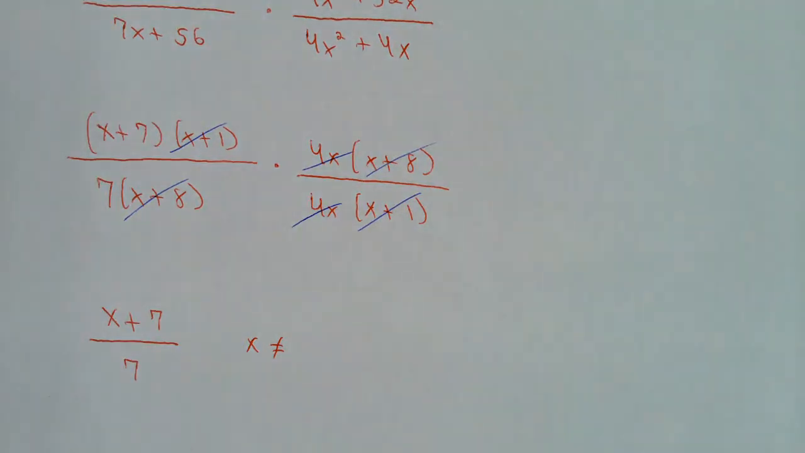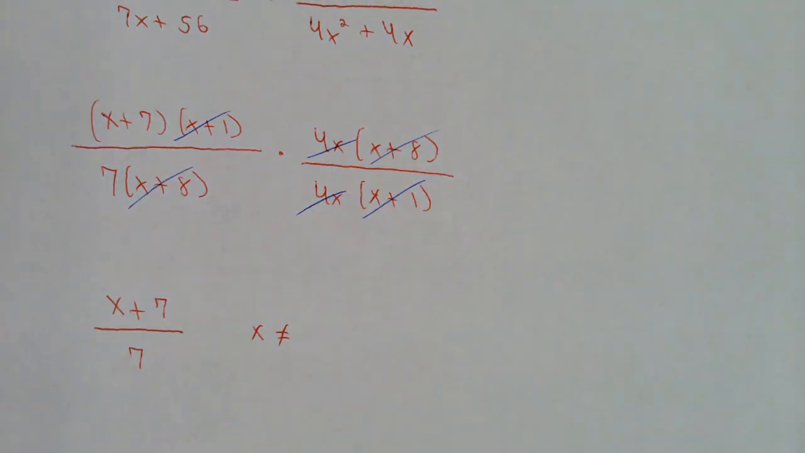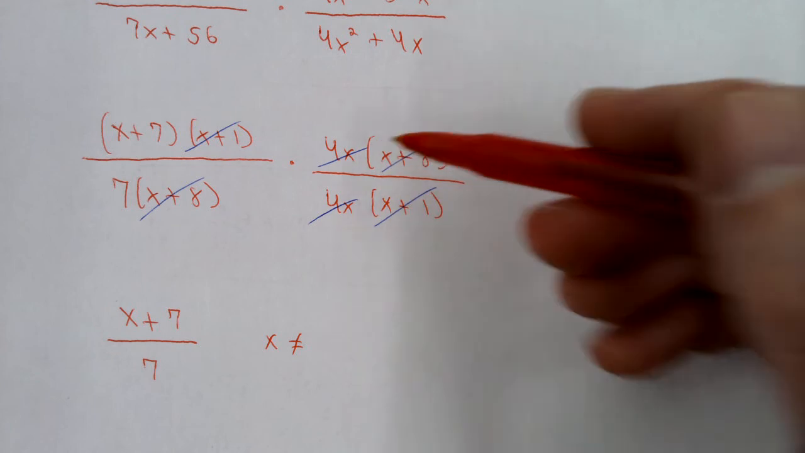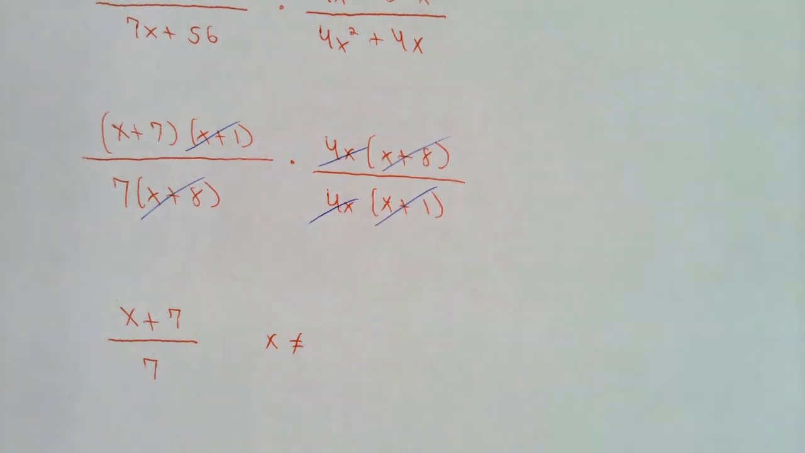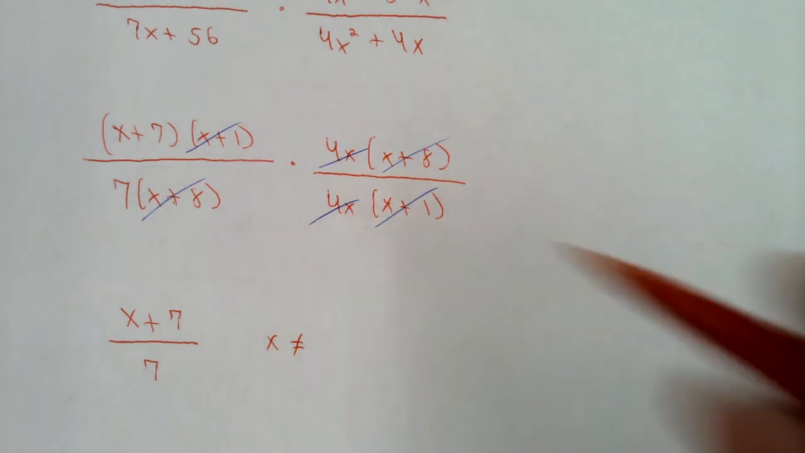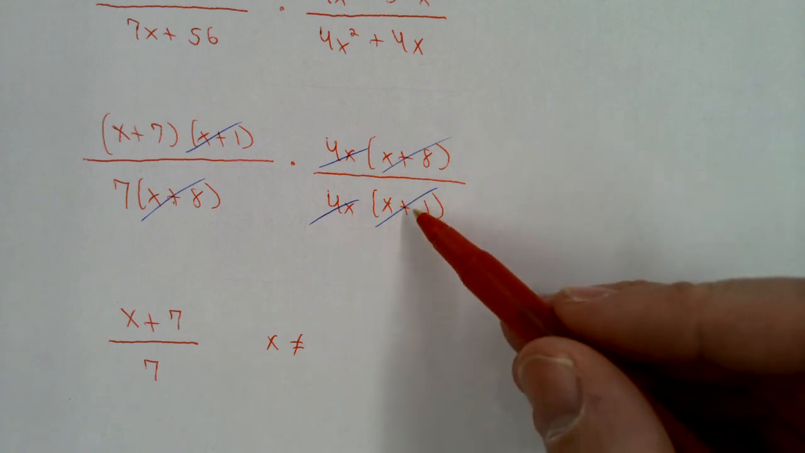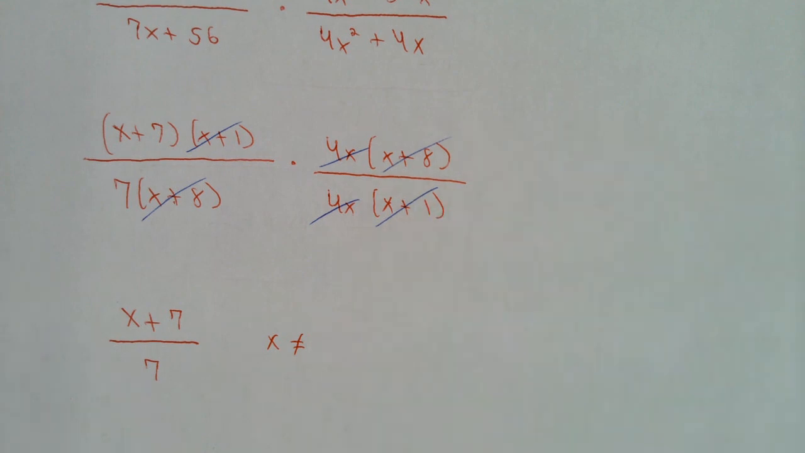So you have to do restrictions for each term in the denominator and from the original denominator. Don't forget about the original denominator, okay? So x plus 8 cannot be 0. X cannot be negative 8. That's one restriction. Another restriction is x cannot be 0. X plus 1 cannot be 0. So another restriction is x cannot be negative 1.